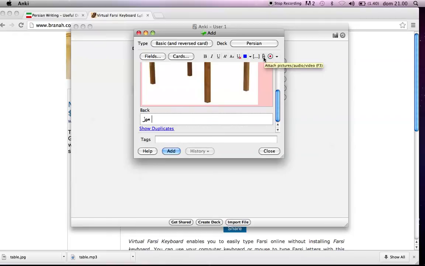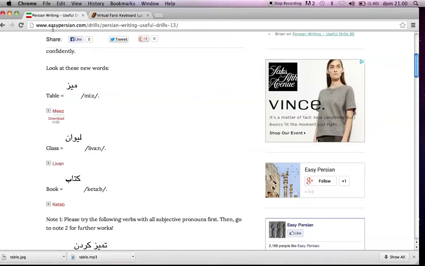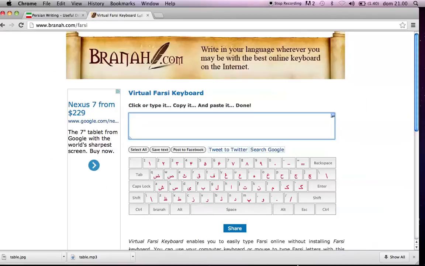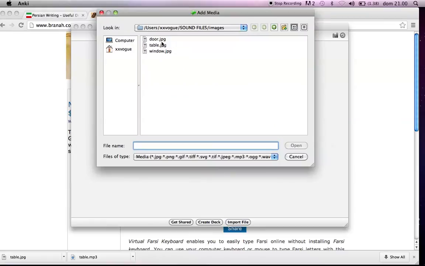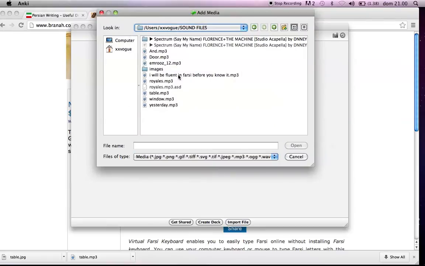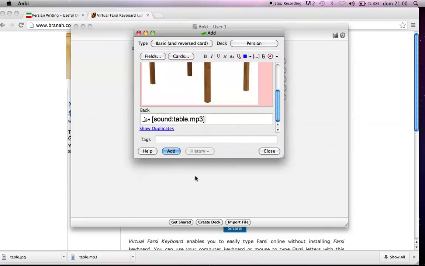that I want with it, and I got this audio from Easy Persian, which is up here. If you're learning Farsi like I am, I recommend it. So far, it's been an excellent resource, and honestly, I find myself using it a lot. I enjoy it. And then click table, mis, and then I can add this card. Since I already have a table card, I'm not actually going to add it.